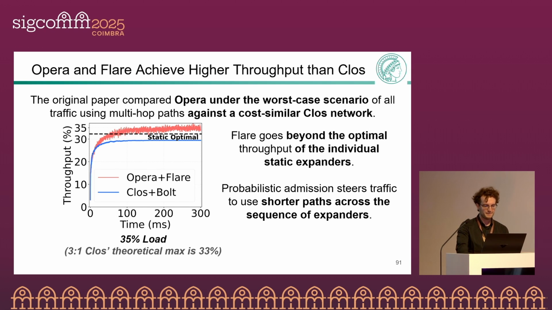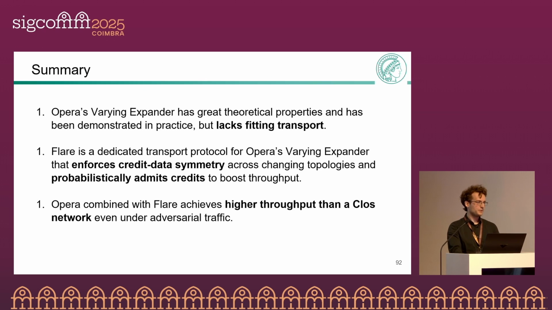So to summarize, we presented Opera's varying expander, which has great properties in theory and also has been demonstrated in practice just last year as implementable. So the rotor switches were actually implemented in practice. But to perform optimally, it needs a different transport protocol than normal static networks, which is why we designed Flare, a dedicated transport protocol for this varying expander network, which enforces credit data symmetry even across changing topologies and is able to boost its throughput through probabilistic admission.